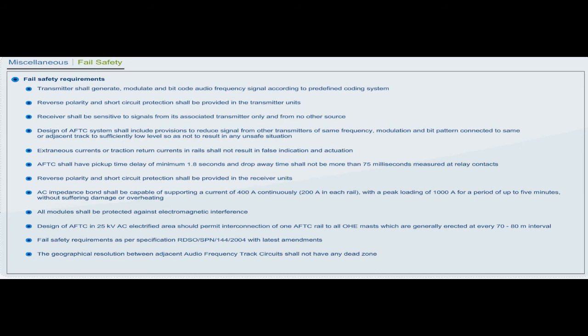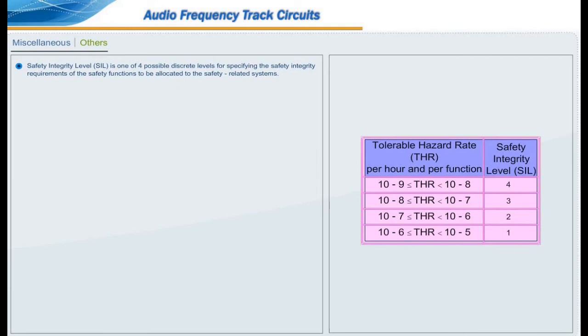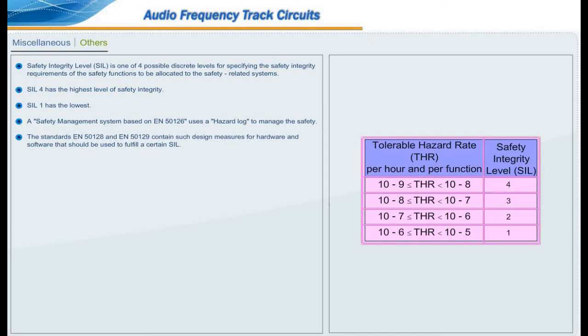Safety integrity level is one of four possible discrete levels for specifying the safety integrity requirements of the safety functions to be allocated to the safety related systems. SIL4 has the highest level of safety integrity. SIL1 has the lowest. A safety management system based on EN50126 uses a hazard log to manage the safety. The standards EN50128 and EN50129 contain such design measures for hardware and software that should be used to fulfill a certain SIL.